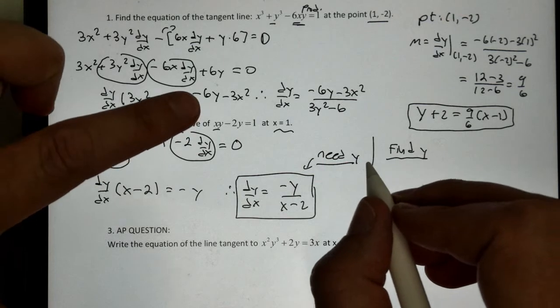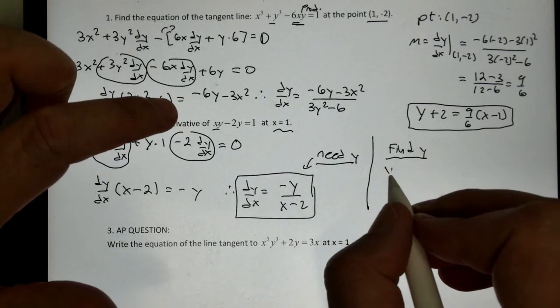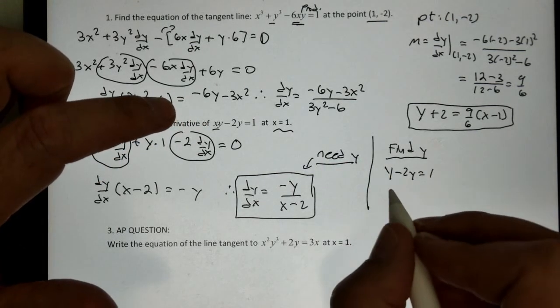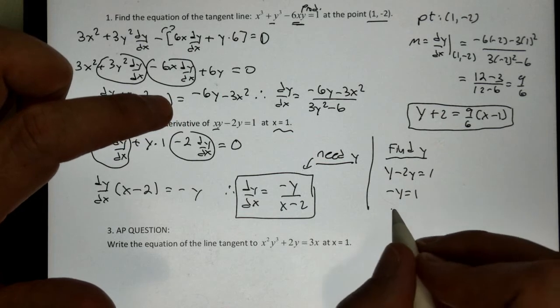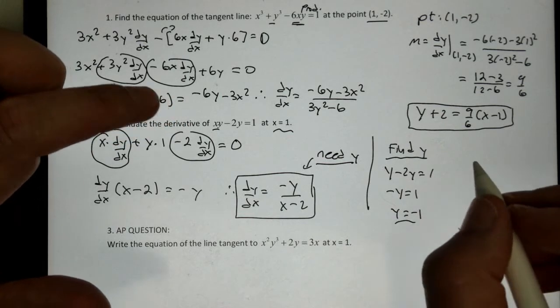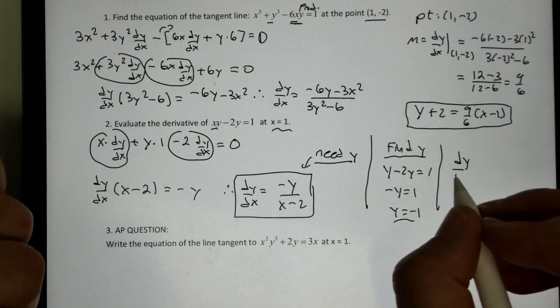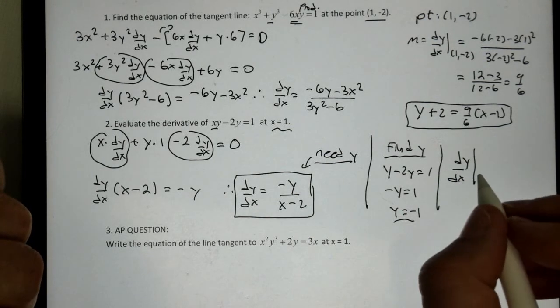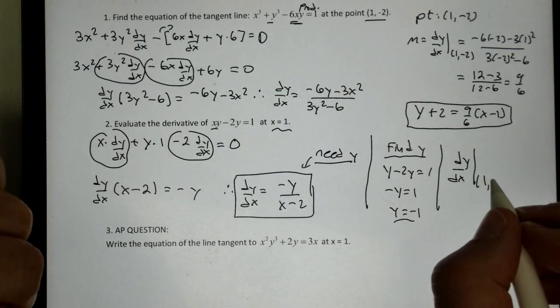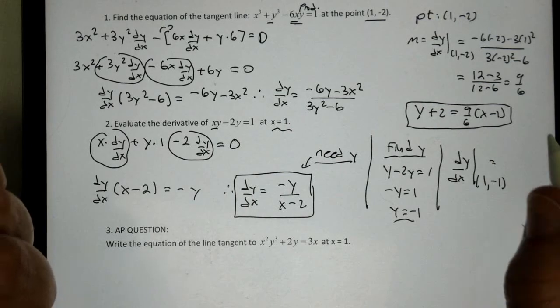Plugging it in, x is 1. So this becomes 1 minus 2y equal to 1, or negative y equals 1. y is negative 1. And now I'm going to evaluate my derivative, dy/dx, our notation that we learned. x is 1, y is negative 1, and I can just plug these in.